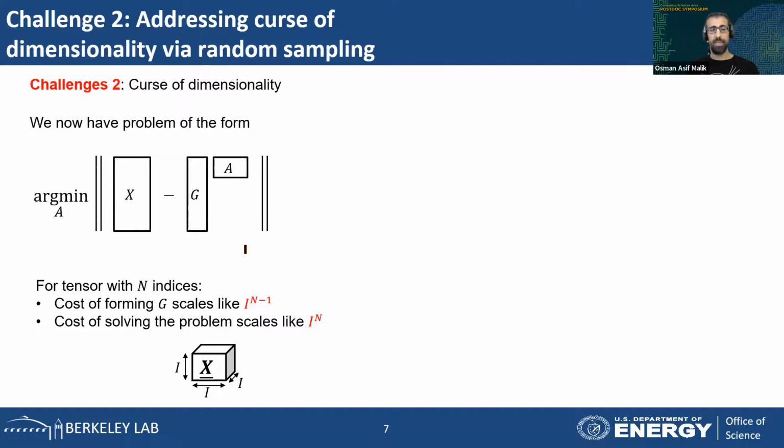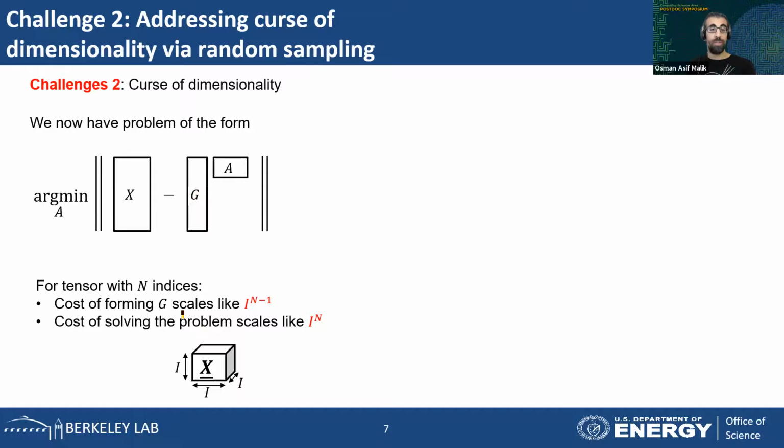So here we have the same least squares problem as on the last page. And so, for example, in order to create this least squares problem, we need to form this matrix G, and that was that nasty formula I showed on the last page. And in the case when the tensor has capital N indices, the cost of forming G scales like I to the n minus 1, where n is the number of modes, I is the dimension of each mode. So this is the size of each side of the tensor.